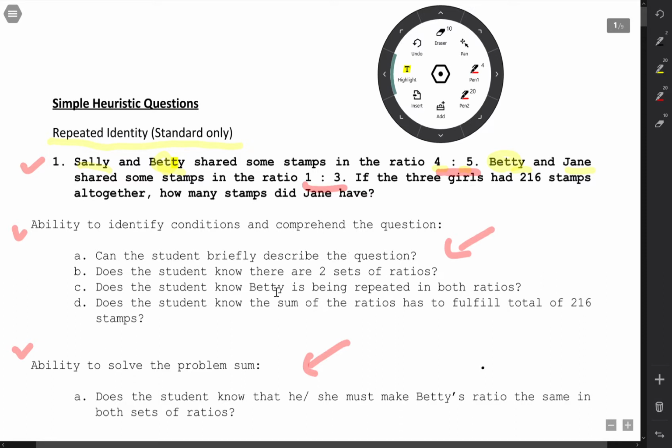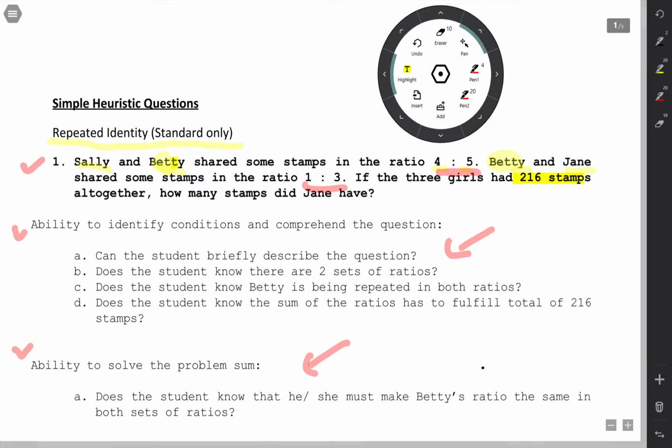The next thing you need to realize is that there is a person who's being repeated. There's Betty. Betty is being repeated here as well as here. And does the student know that the sum of ratio has to fulfill a total of 216, because the total number of stamps is 216?